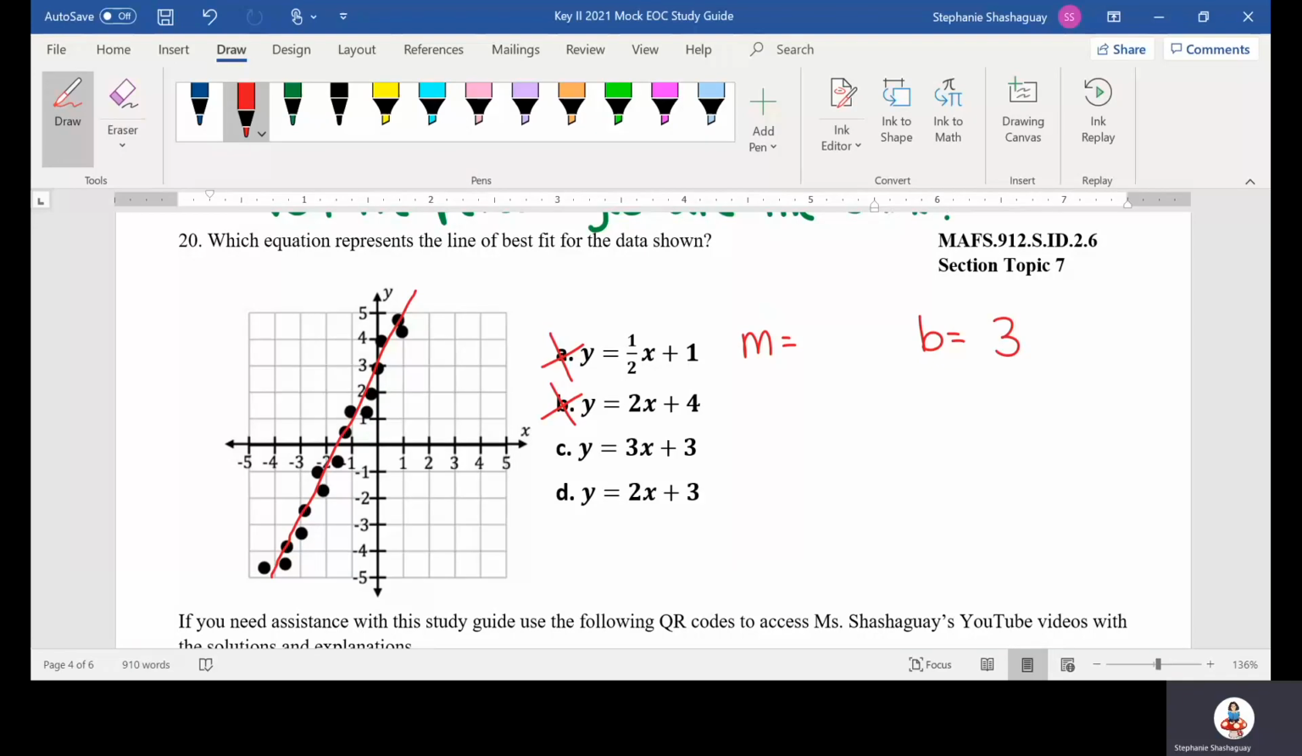To find your slope, remember that's your rise divided by your run. So to determine my rise, I'm going to try my best to find a point that comes close to intersecting. So I like this point right here at 3. And I'm going to go up 2. So my rise is 2, and I'm going over 1. So my slope is 2 over 1, which is just equal to 2. So my answer here would be D.